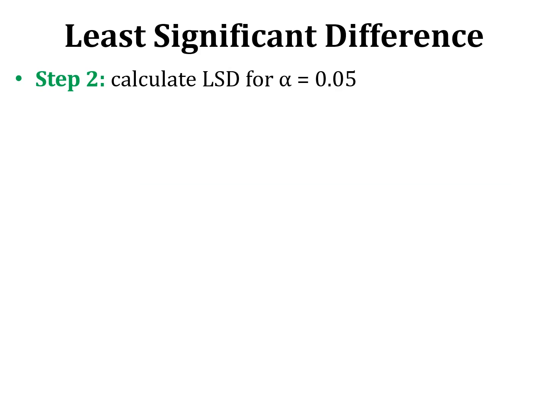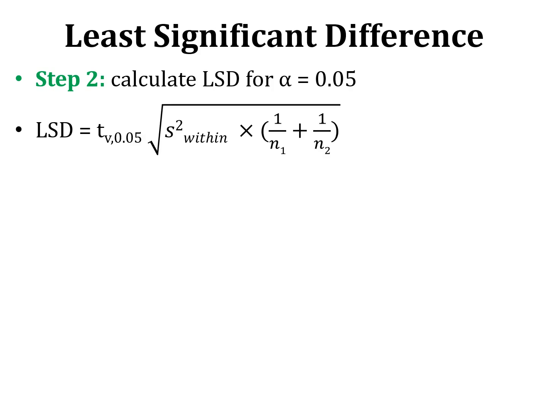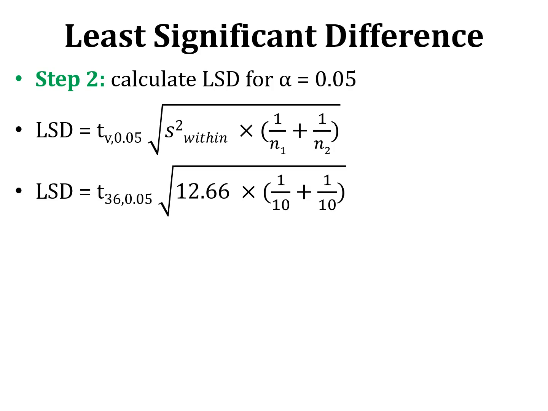So in step number 2, we have to calculate LSD for our first level of significance, which is 0.05. And this is the formula. So you see that here the alpha level is now represented by 0.05 because we're doing it at the significance level of 0.05. So the example that we are taking, the degree of freedom within is 36, and the variance within that we took from the ANOVA table of this example is 12.66. And the number of observations in the first pair of means, which is sample number 1 and 2, is 10 in both, right?